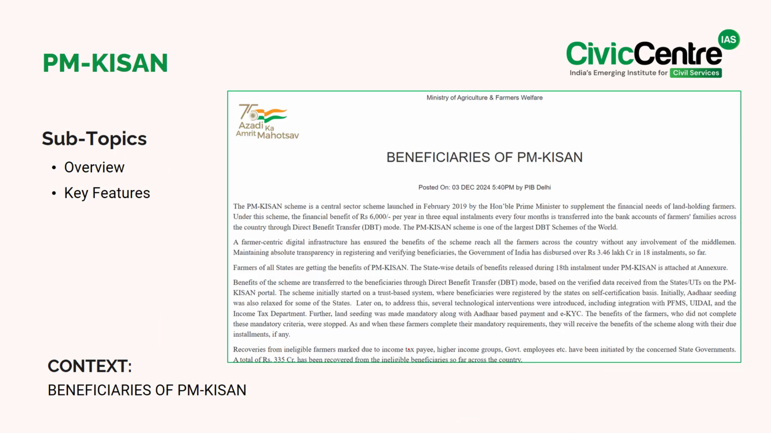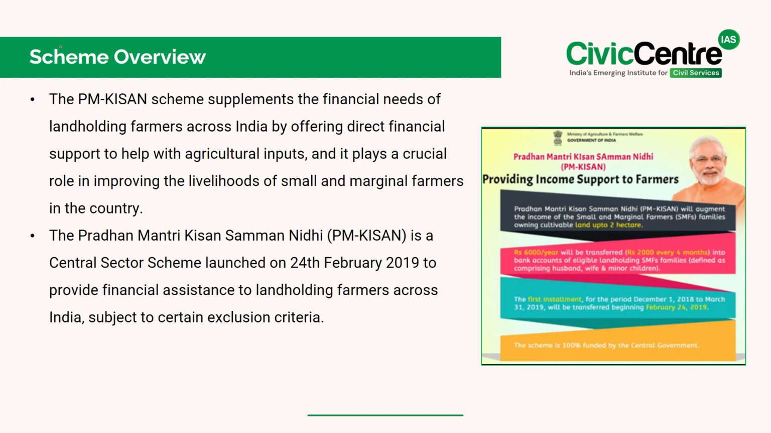The first article of the day says that PM-KISAN, which is a farmer-centric digital infrastructure, has ensured that the benefits of the scheme reach all farmers across the country without any involvement of the middleman. Furthermore, maintaining absolute transparency in registering and verifying the beneficiaries, the Government of India disbursed over 3.46 lakh crore in 18 installments so far. In this context, we'll talk about the PM-KISAN scheme. We'll look at its features and all.